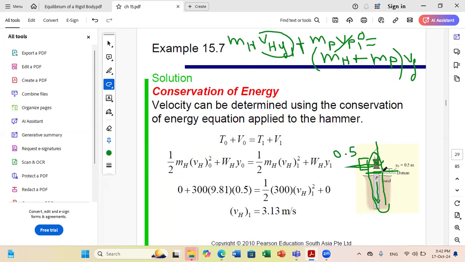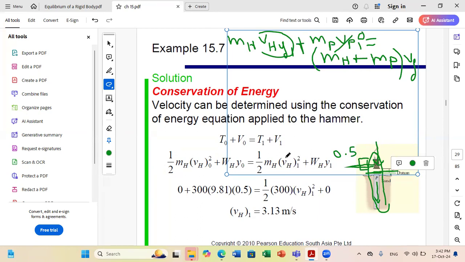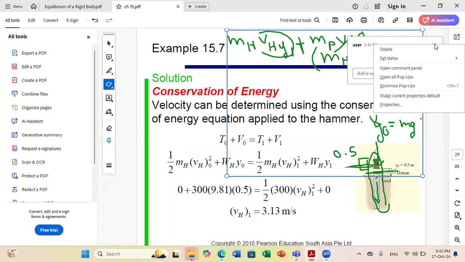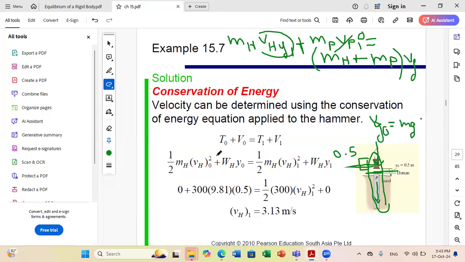So here you can apply conservation of mechanical energy. At the initial state, we consider the datum to be at the pile level. So V gravitational is 0 when we reach the pile. At the beginning, V gravitational 0 is equal to mg times the height, which is 0.5, and the kinetic energy is 0. So the first term will be mgh. We have the height to be 0.5 meters, and the initial velocity is 0 because it's released from rest.